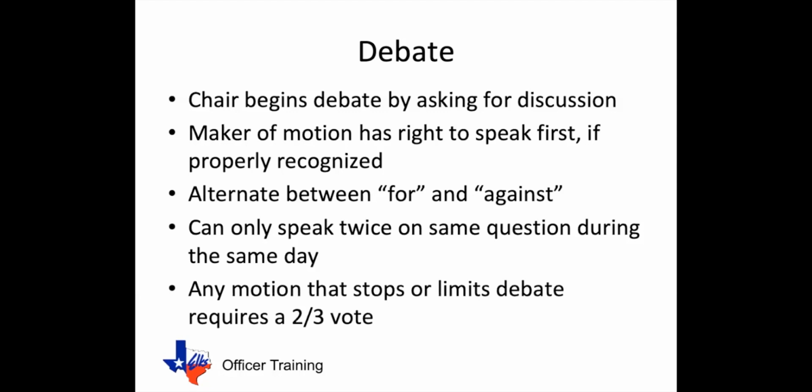Any motion that stops or limits debate requires a 2/3 vote. The reason for that is that we might be taking away a person's right to speak, and that's the member's rights. So we can't just arbitrarily say, okay, we're going to talk about the lodge going from smoking to non-smoking, and I've allocated 20 minutes. You don't have the ability to do that. In order to limit that debate, it requires a 2/3 vote of those present in the lodge room.